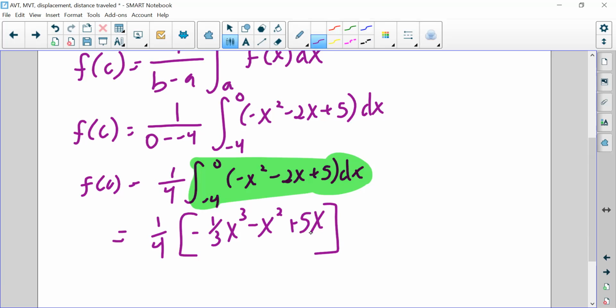Remember, I don't have to worry about plus c because when I do the upper bound minus the lower bound, the c's cancel each other out. And so I'm going to evaluate this from negative 4 to 0. This is all the work that needs to be shown on your paper so far. So now we're going to go to our calculator.